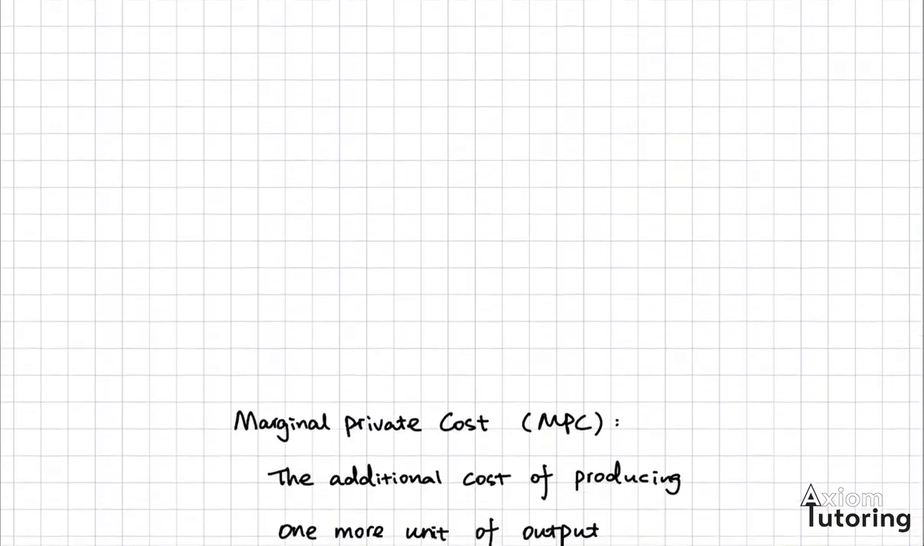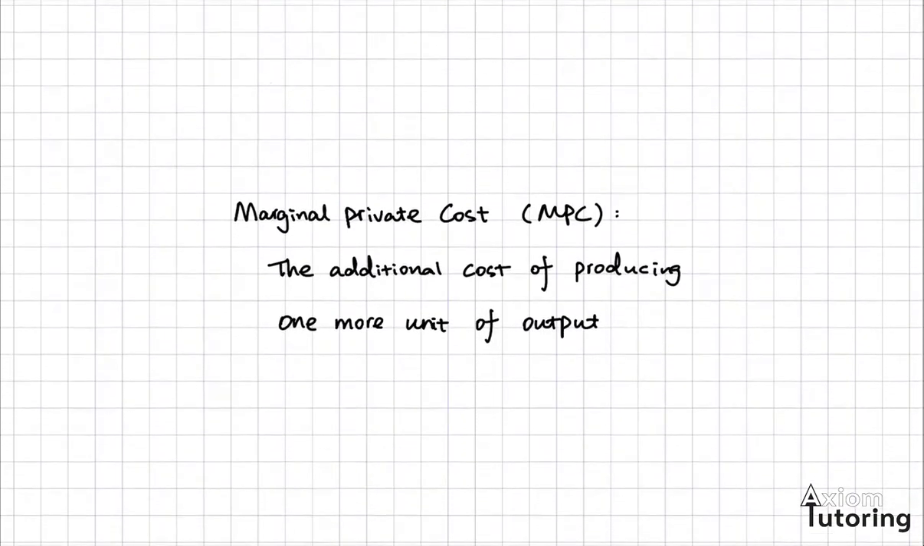The word marginal means one extra unit. Marginal private cost is the additional private cost of producing one more unit of output. If producing the 100th loaf of bread costs the bakery an extra £2 in ingredients and labor, then the marginal cost of producing the 100th loaf would be £2. It is the cost to the firm of producing one more unit.